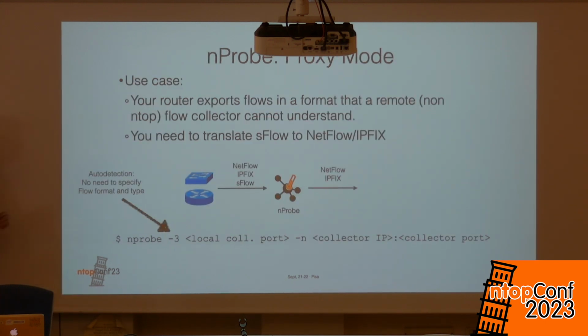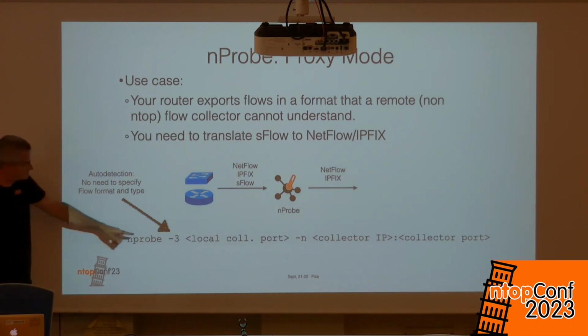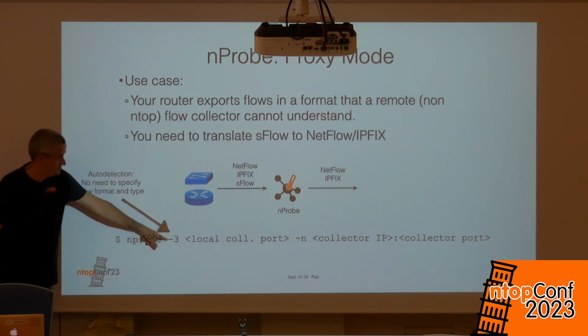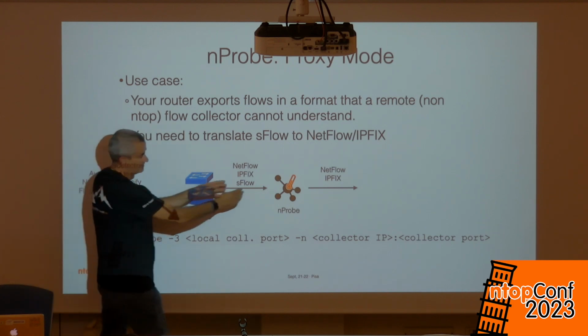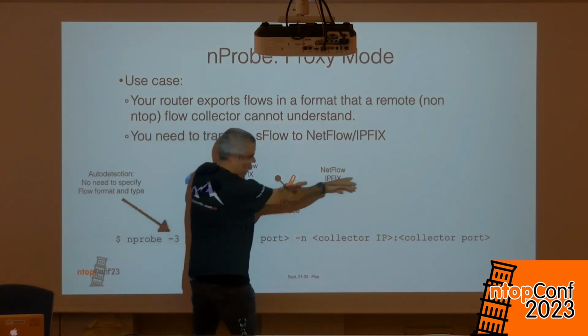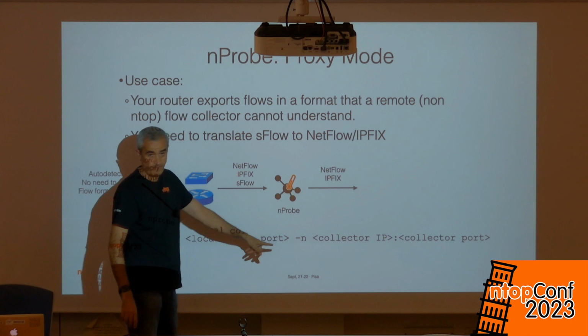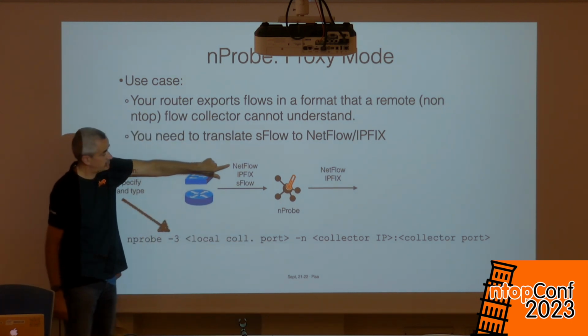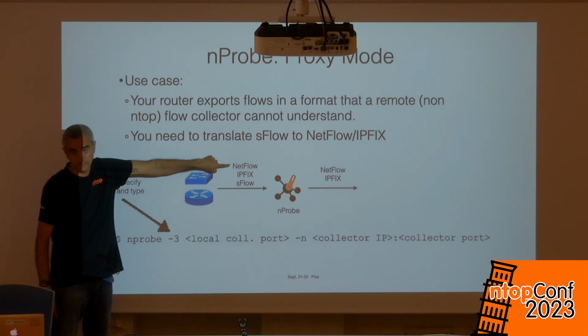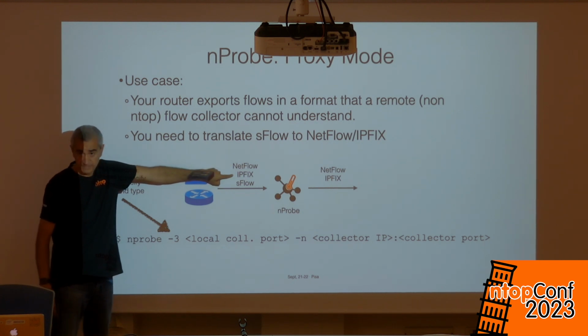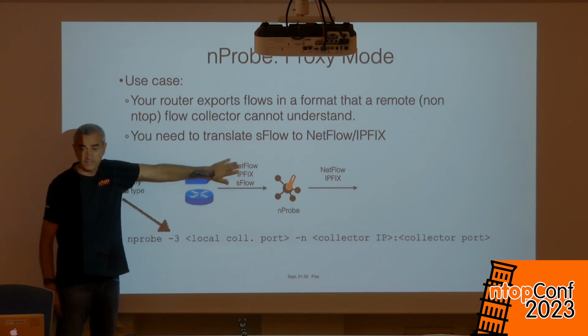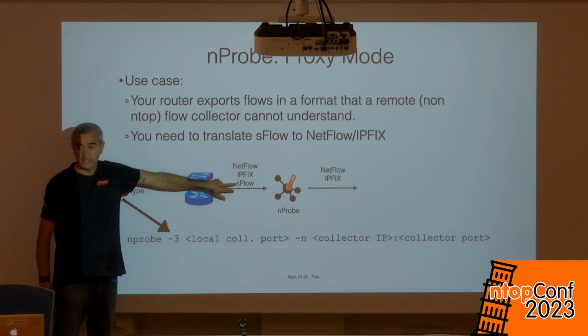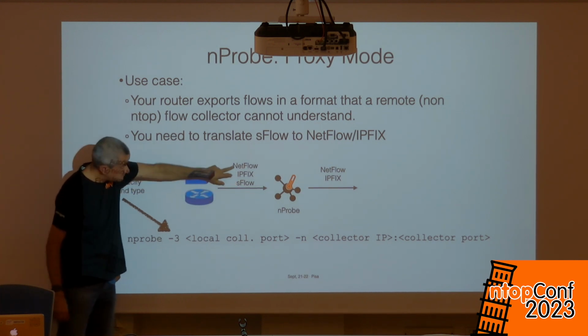In proxy mode, it's more or less the same. You collect the flows, they are received, they are massaged, and they are exported again. Now note that in collection mode, mProbe can support the various versions of NetFlow, IPFIX, and sFlow. So do you know what the differences are between NetFlow, IPFIX, and sFlow? Are you familiar with that? Not all of you.